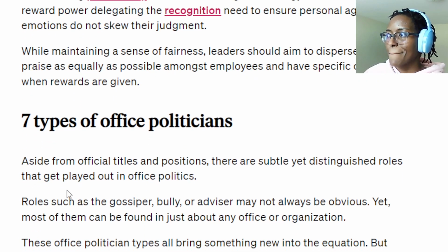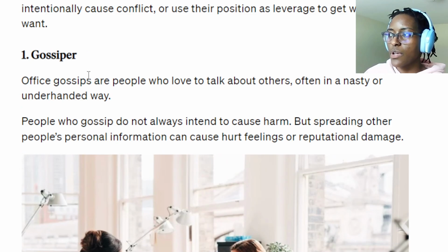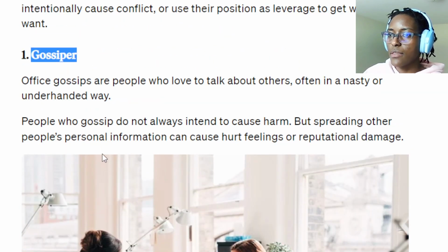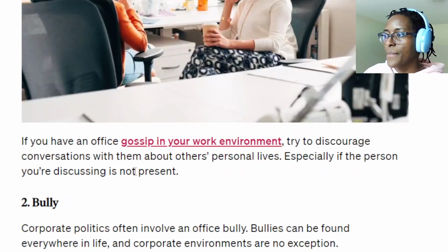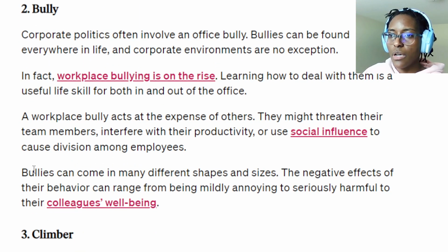And here are 7 types of office politicians. Number 1 is obvious, the gossiper. If you tell the gossiper anything, the whole office will know by the end of the day. There's the bully. Bullies basically are people who use information to make you feel small. It's pretty childish. I don't like saying childish because I don't want to insult children. So, yeah.